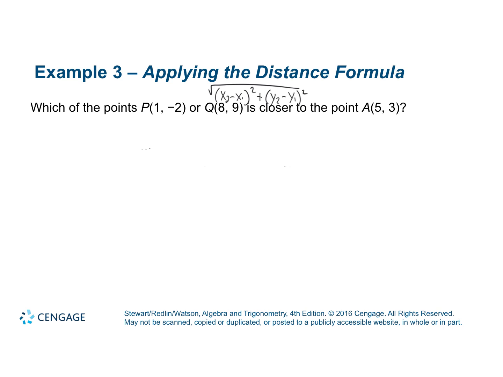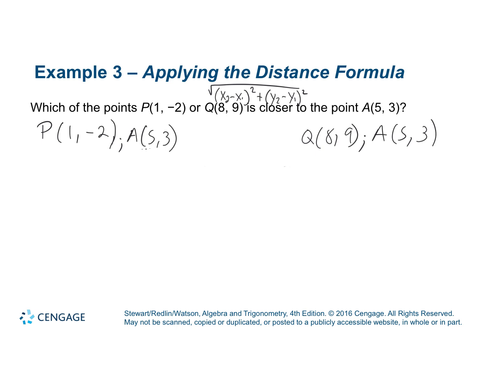Now, I'm going to write here P, 1 comma negative 2, and A. Point A being 5 comma 3, and then we're going to do point Q, 8 comma 9, and A, 5 comma 3. I am separating this because we're finding the distance from P to A and then from Q to A, as we've got to figure out which one is further apart.